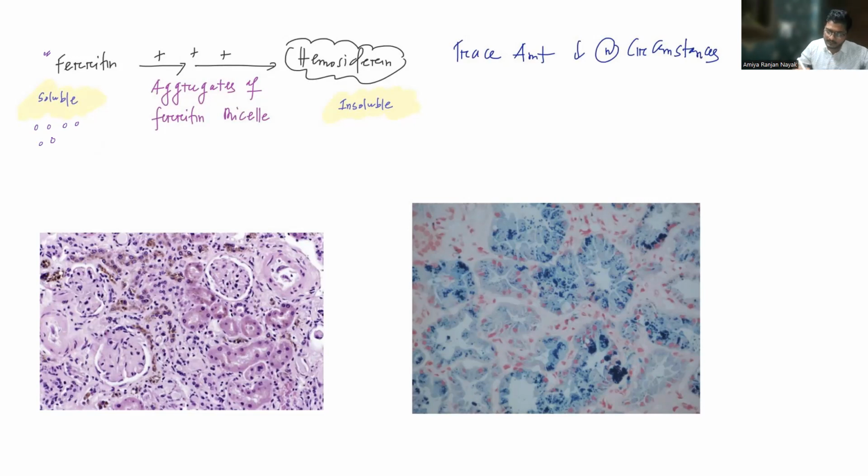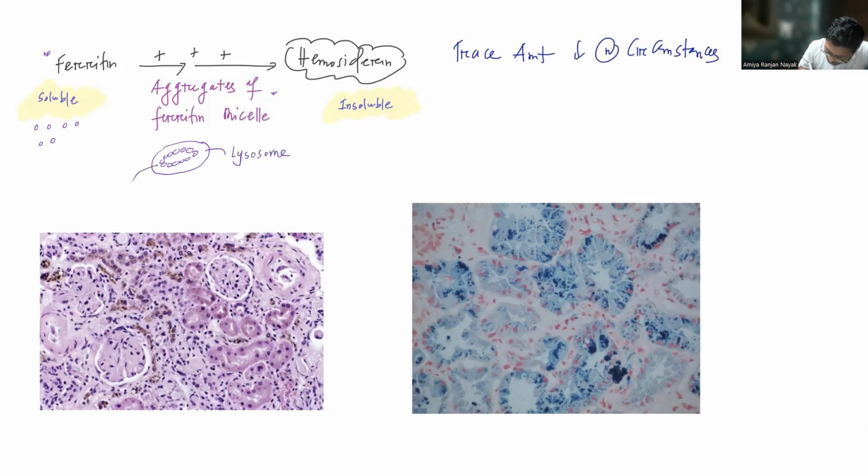Hemosiderins are nothing but aggregates of ferritin micelles. So what happens whenever there is excess of ferritin? They'll go into the lysosomes. And now these ferritin micelles will tend to aggregate inside the lysosome. So what is this? This is the lysosome.